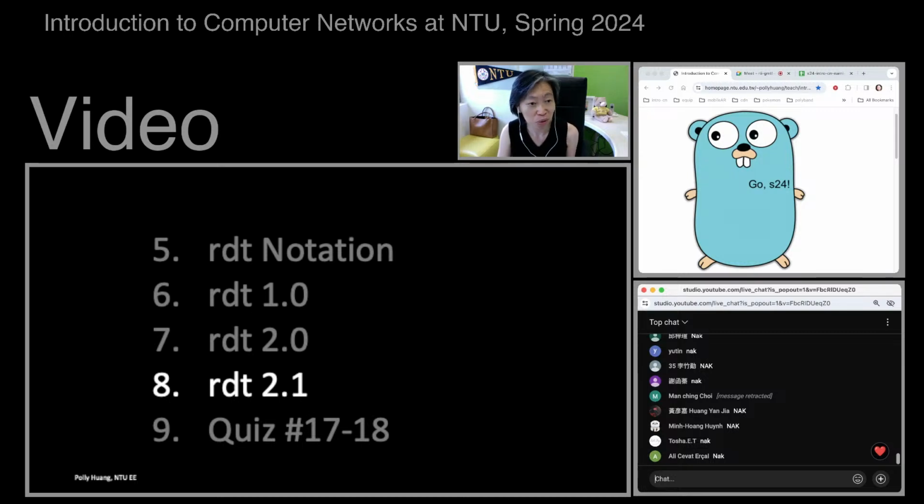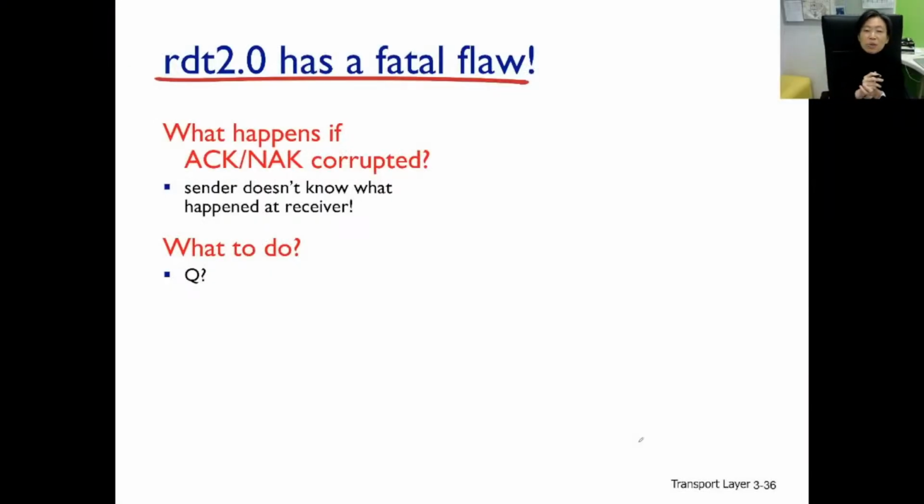All right, I guess 2.0, that's not that hard. Now let's move on to 2.1. The reason that we need 2.1 is because 2.0 assumes that there's no bit error in the ACK or NAK. What if the ACK and NAK could also have bit errors? So there's a major flaw in 2.0. Therefore, we need 2.1. RDT 2.0 has a fatal flaw.